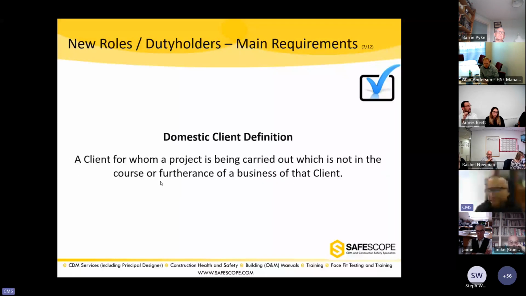Now, who is the domestic client? The definition is exactly the same under the CDM regulations. A client for whom the project is being carried out, which is not in the course or furtherance of a business of that client, i.e. we're talking about projects which are done for individuals' own residential use or by the immediate family members. That's the definition or the explanation of the definition from CDM regulation, and the same applies to Building Safety Act requirements as well.